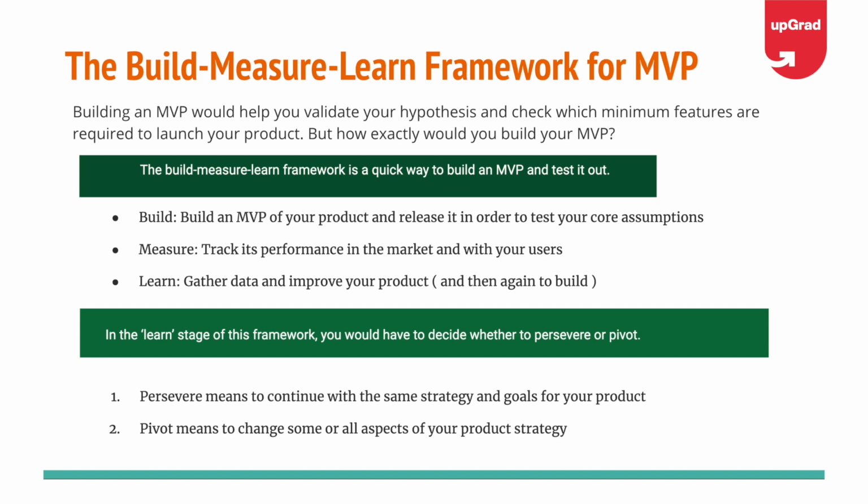On the other hand, let us say the data tells you that the product that you have built in your MVP is actually something the users are happy to use. Then that means that your hypothesis is validated. Now you pursue. Pursue basically means to continue with the same strategy and goals for your product. While pivot means to change some or all aspects of your product strategy. And either of these decisions are taken based on the insights you gather from the learn stage of the build, measure, learn framework.